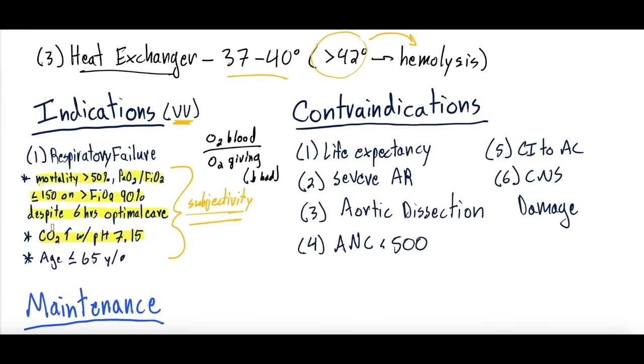Increased CO2 is hypercapnia. CO2 actually causes the blood to be more acidic. It causes a respiratory acidosis. So if you're acidemic and your pH is less than 7.15 despite optimal care, with this hypoxia, you may be a candidate. And then age less than 65 years old. And again, these are not totally hard and fast rules. Each institution kind of has their own set of rules, but this is just somewhat of a rough qualifier to get an idea of who would be a candidate for VV-ECMO.